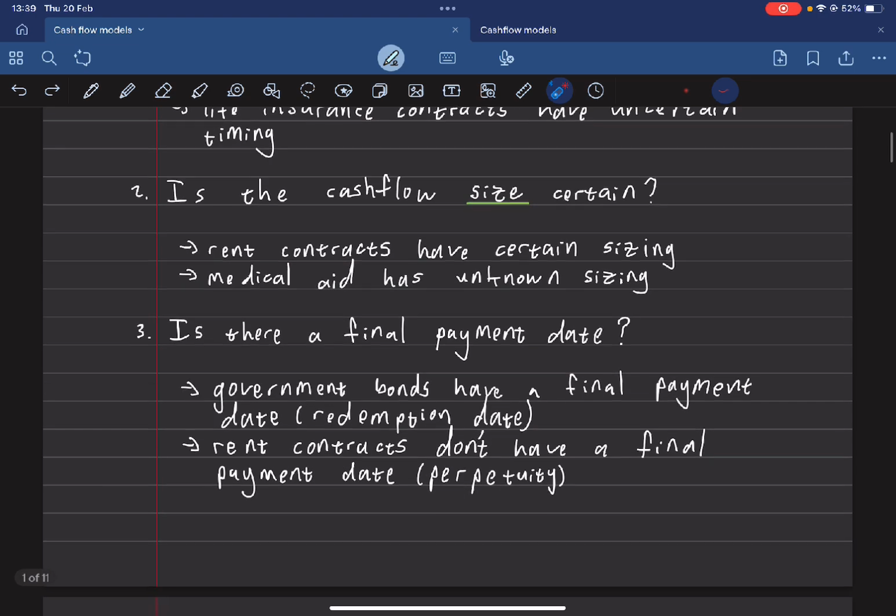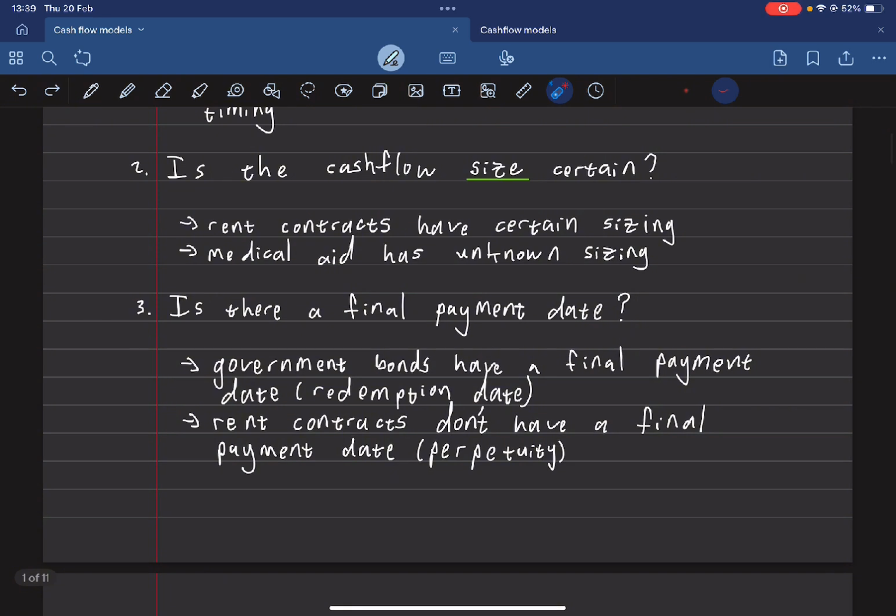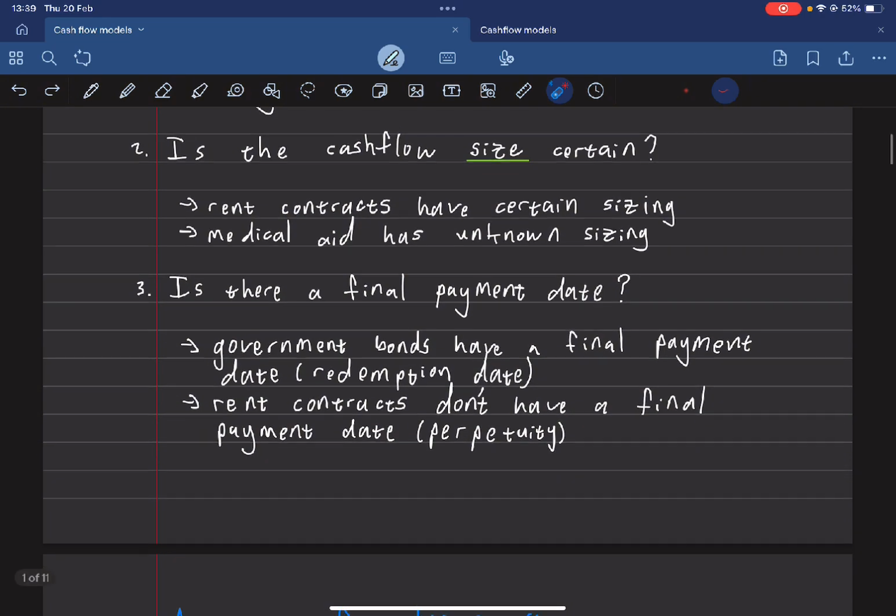The next thing we need to consider is whether the cash flow size is certain. So rent has certain sizes. In the rent contract, it'll say how much rent you need to pay per month. But medical aid could have unknown sizes because you don't know exactly how much the insurer is going to have to pay out in medical aid bills. Maybe you have a small injury and you just have to pay out 10,000 Rand, but maybe you have to go into hospital for a month and that's going to be a much bigger payment. So the size of the payouts are going to be uncertain with medical aid.